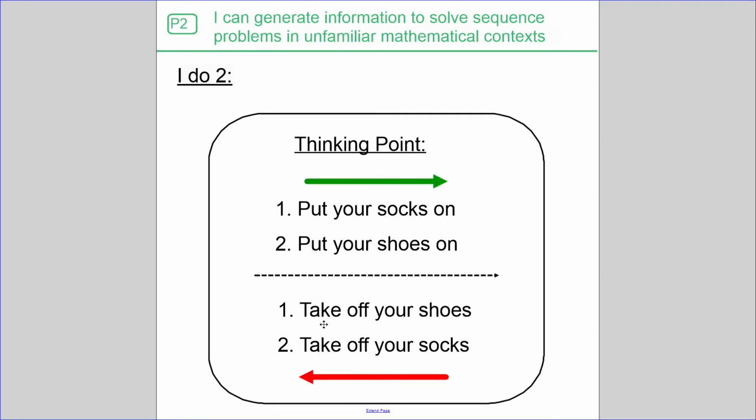Here's the solutions. Try and see if you got what I did. So we should have got step 1 is taking off your shoes and step 2 is taking off your socks. So as you can see, step 1 became step 2 and step 2 became step 1. Now, again, we can also see that instead of putting, we are now taking off. So we're also taking the opposite of that as well.